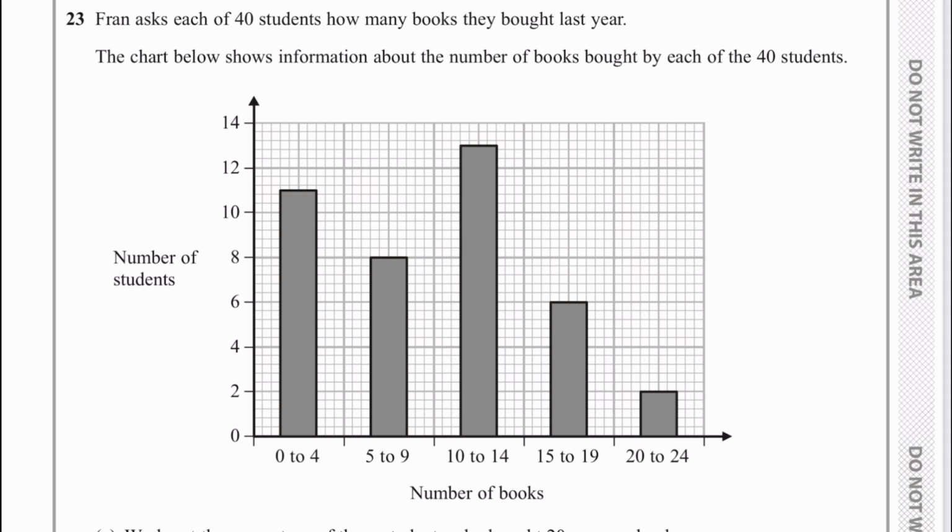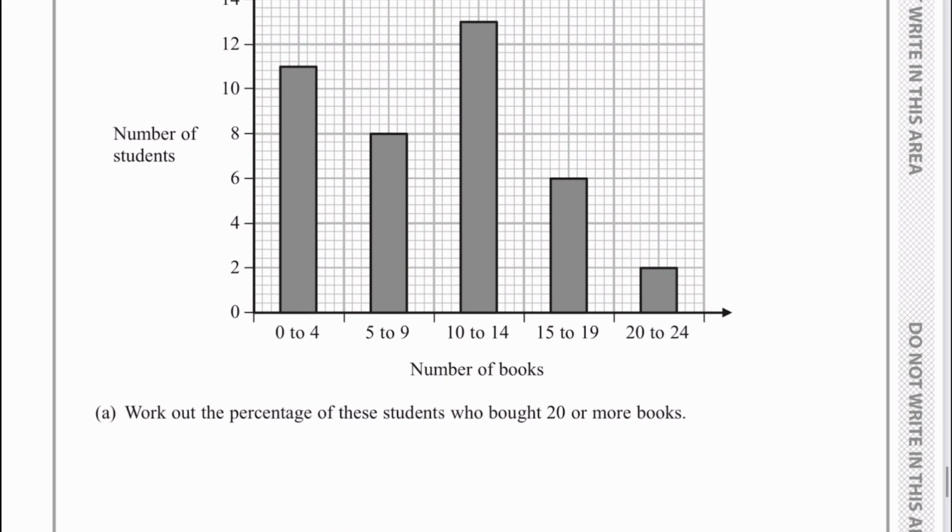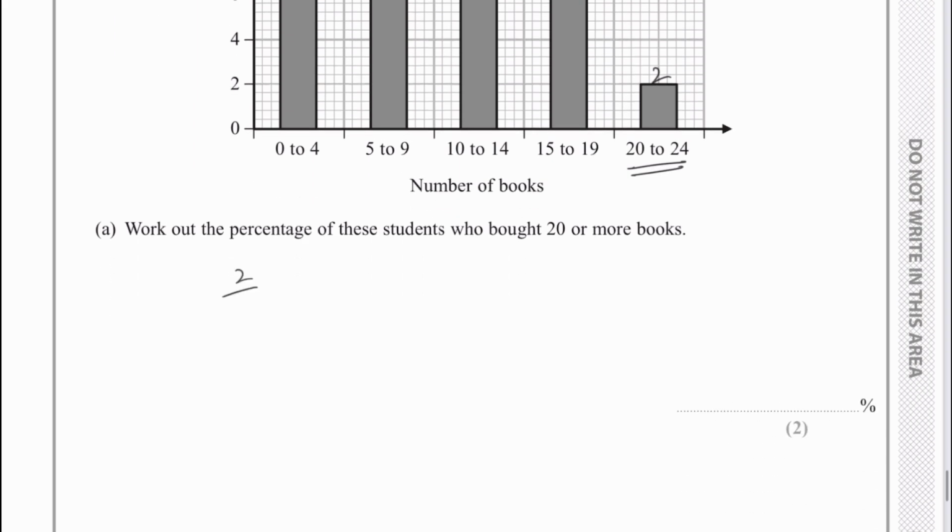Okay, so here we are on question number 23, and it's Fran asks each of 40 students how many books they bought last year, and the chart shows information. The first question is, work out the percent of these students who bought 20 or more books. So basically it's this group over here, which accounts for 2 students. So 2 students out of the total of 40 students bought 20 or more books. If I multiply that fraction by 100, I get my percentage, which is equal to 5%, and that would be the answer to part A.